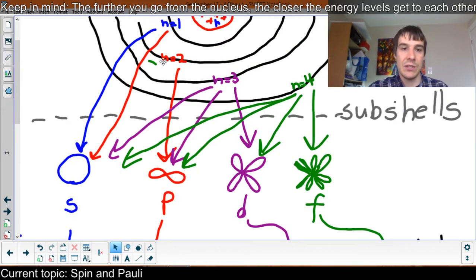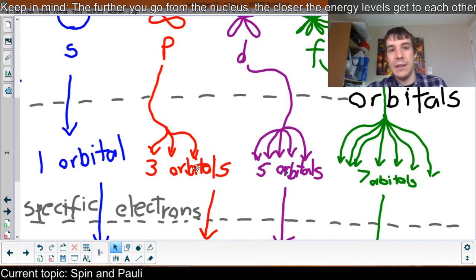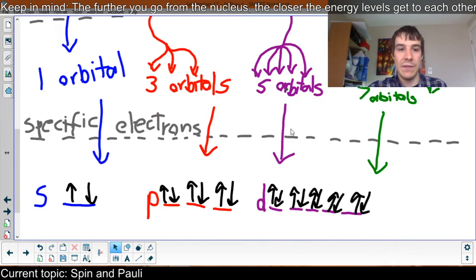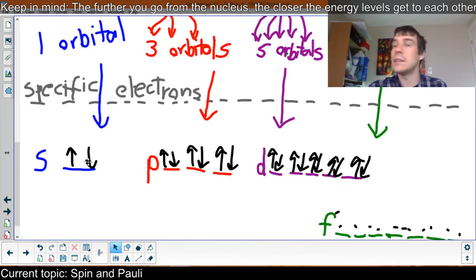Shell 1 can only have S, Shell 2 can have S and P, Shell 3 can have S, P, and D, Shell 4 can have S, P, D, and F. And then S, P, D, and F, each S can only have one arrangement because it's a sphere. Each P can have 3 arrangements, up, down, left, right, and in, out. Each D can have 5 arrangements, each F can have 7, and then within that you have 2 electrons, right?